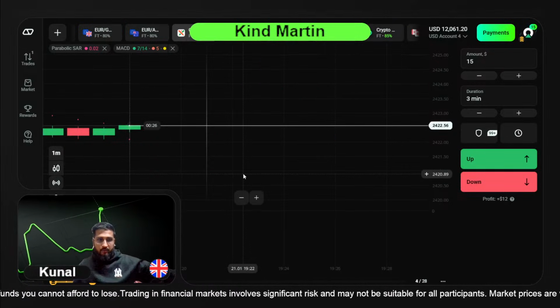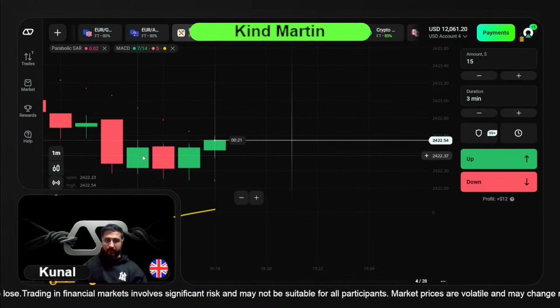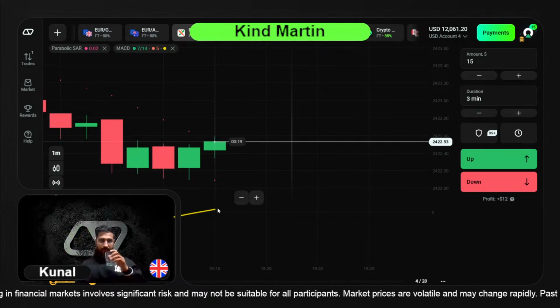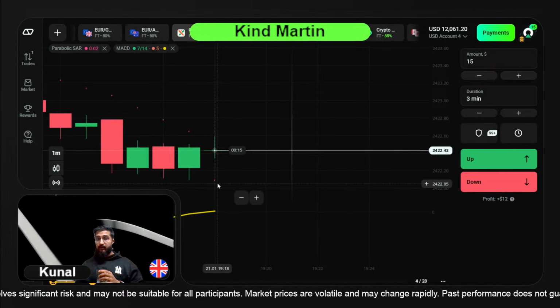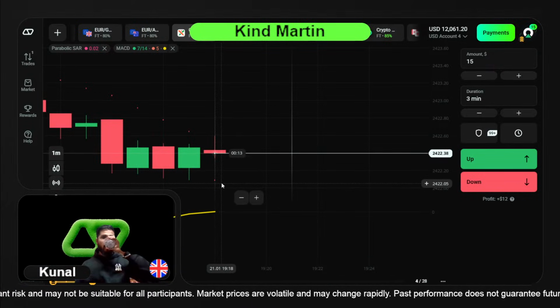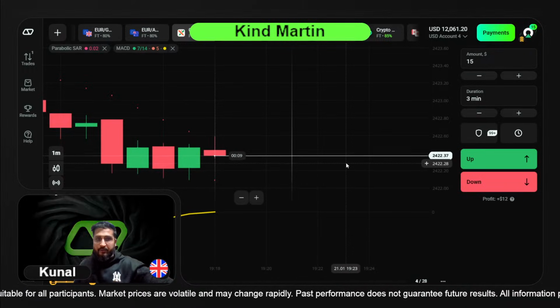Okay, so now MACD is moving in the upward direction, and this level has also breached this one. Let's wait for the second appearance, like the appearance of the second parabolic dot, and then we will be executing our next trade.